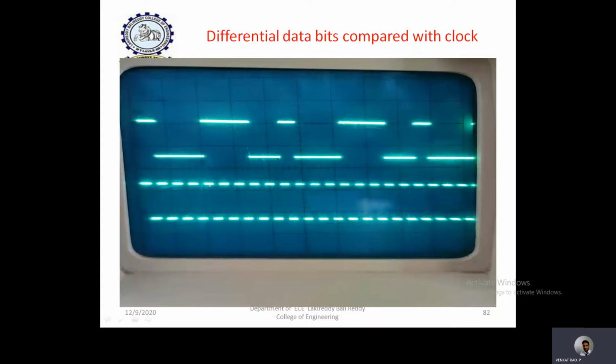During this clock time period, if you observe one high pulse, you can note it as 1. Again, high pulse means 1. Otherwise 0, 0, 1, and so on like this. This is the way to observe the bit sequence when compared with the clock, right? I will explain the procedure in the video.